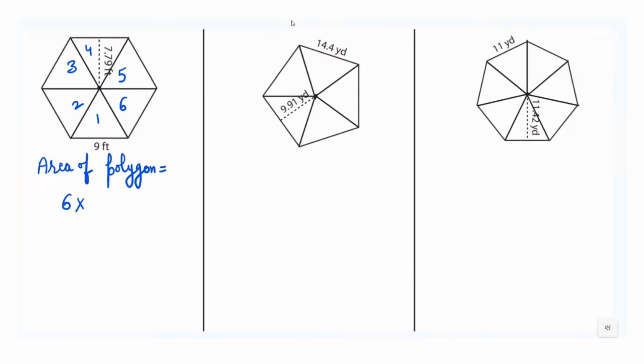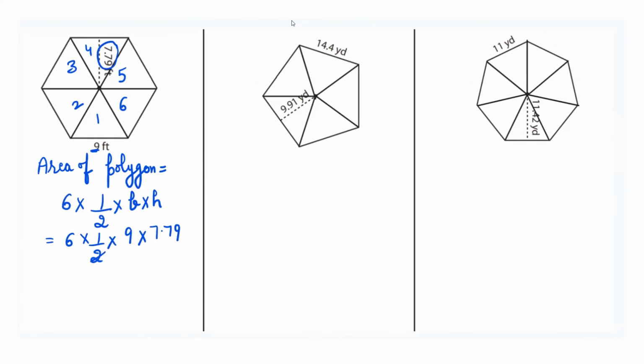So what we can do is the number of triangles times the area of a triangle. So 1 by 2 into base into height, which is the formula for the area of a triangle, is equal to 6 times 1 by 2. The base value is 9, we'll write down 9 here. The height is 7.79, we'll write down here.